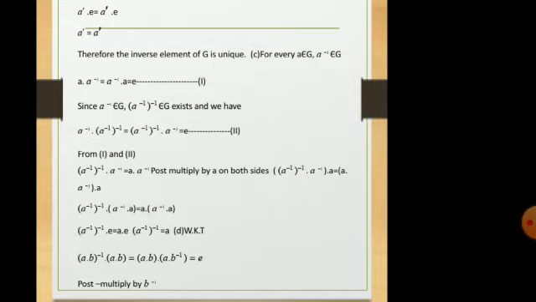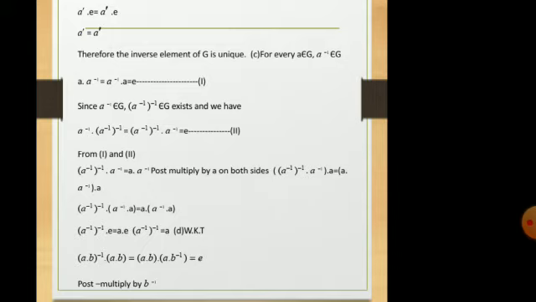So, A dot A inverse is equal to A inverse dot A is equal to E. Take this as the first equation. Since A inverse belongs to G, it means (A inverse) whole inverse exists in G. So, therefore, A inverse dot (A inverse) whole inverse is equal to (A inverse) whole inverse dot A inverse is equal to E. Take this as the second equation. From these two equations, we are getting (A inverse) whole inverse dot A inverse is equal to A dot A inverse. Now, post-multiply by A on both sides.